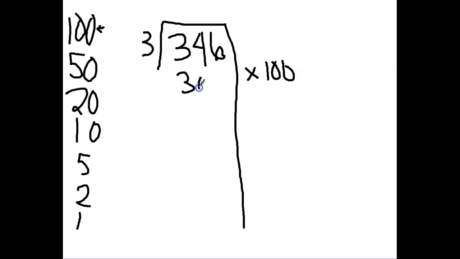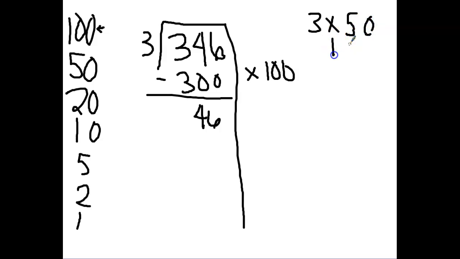So we're going to put 300 here, and then we're going to subtract. 346 minus 300 is 46. All right. So we've used the friendly number 100. Now we're going to see if we can use 50 as a friendly number. Can we do 3 times 50? What is 3 times 50? Good. 3 times 50 is 150, and that is too big. That's bigger than the 46. We're just trying to get to 46 now. So we can't use 50.